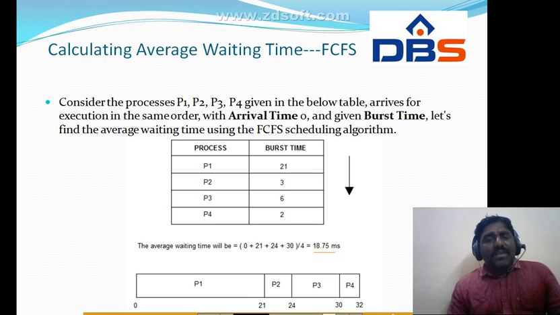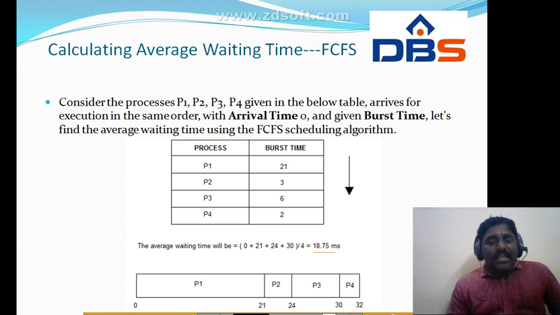What FCFS says is that the process which comes first is executed first. That means first process P1 is executed, then P2, then P3, then P4, because P1 came into the ready queue first, then P2, then P3, then P4. Process P1's burst time is 21 milliseconds, P2 is 3, P3 is 6, P4 is 2. Here we are going to calculate the average waiting time, which means the waiting time of each process divided by the total number of processes.